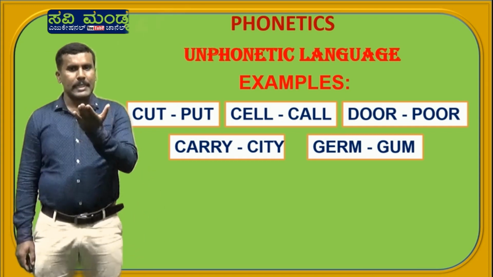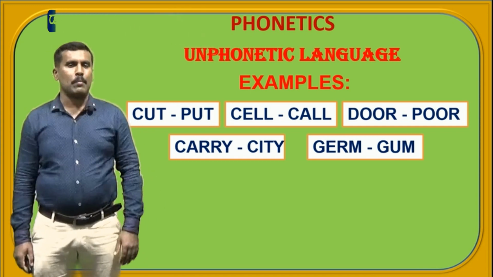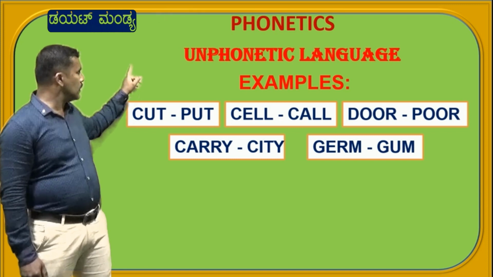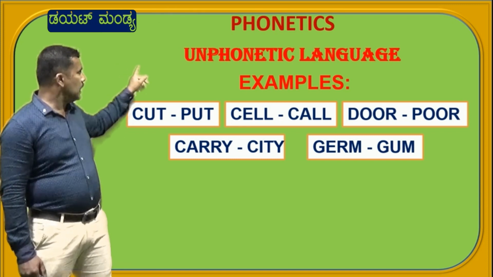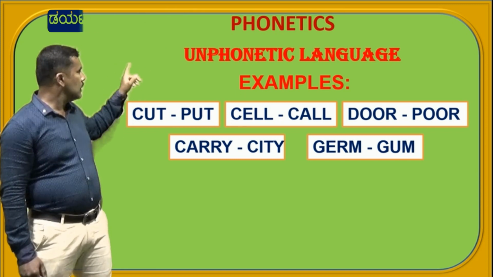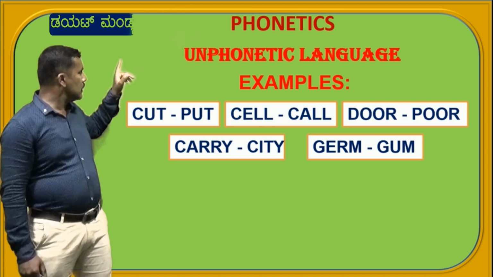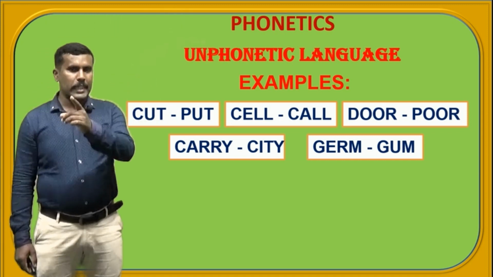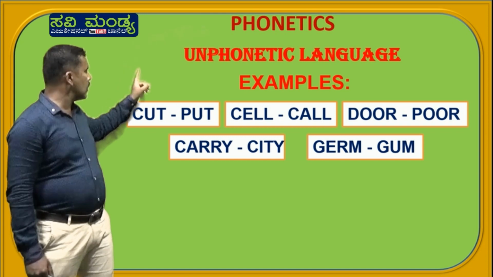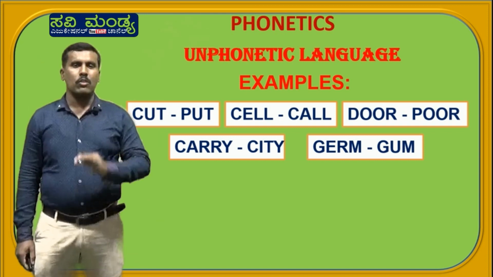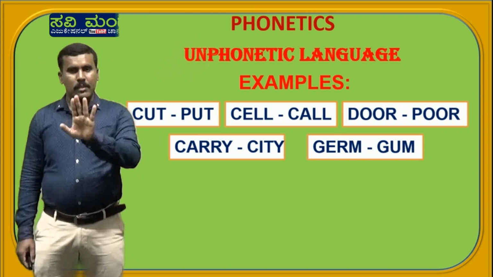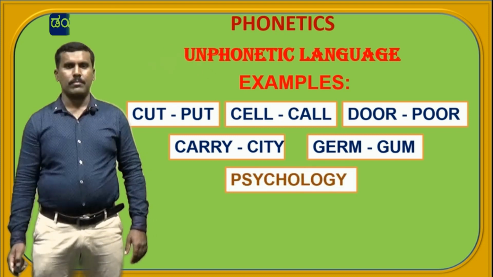So let us take germ and gum as examples. In the case of germ, G-E-R-M, the G represents the sound J. In the case of gum, G represents the sound G. So though the spelling is same, the sounds are different.